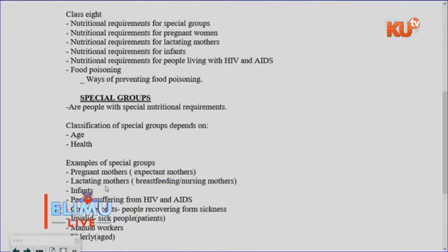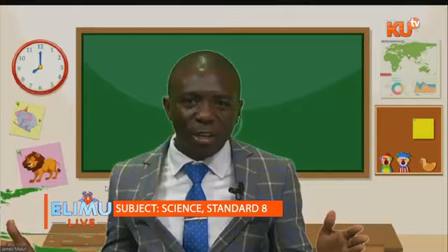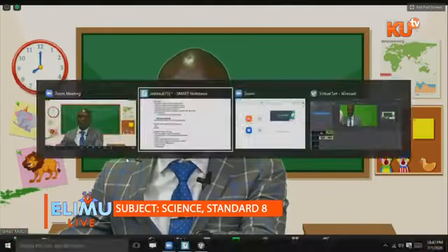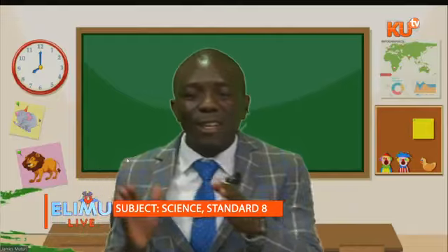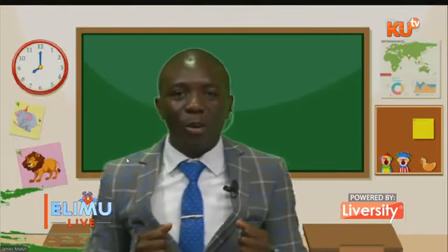So in class 8, where I want to dwell mostly, it is about the special groups. Which are these special groups? Why do they call them special? It does not mean we are not special. But these ones, we group them as special because of some things. Special groups are people with special nutritional requirements. There are these groups that require certain nutrients. Even us, although we are not under special groups, we know we are supposed to take a balanced diet every day so that we can maintain good health.